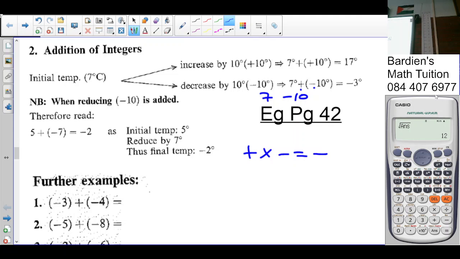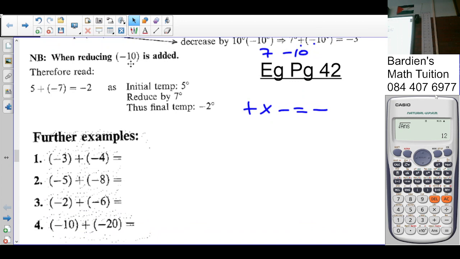Does it make sense? Is anybody confused? Then we are told that when reducing, negative 7 is added. Therefore you read it as 5 plus negative 7. Again, what's positive times a negative? Negative. So that's 5 minus 7, which is negative 2. As the initial temperature is 5, reduced by 7, the final temperature is negative 2.